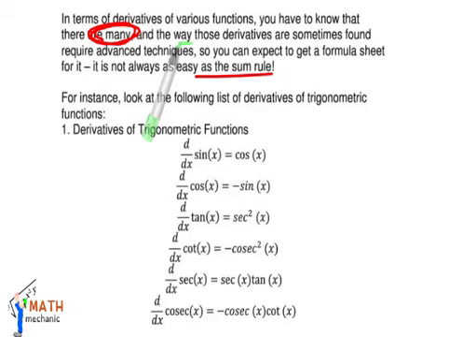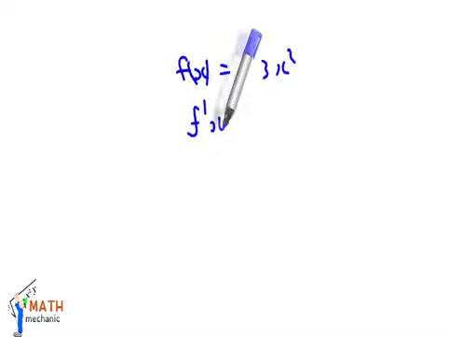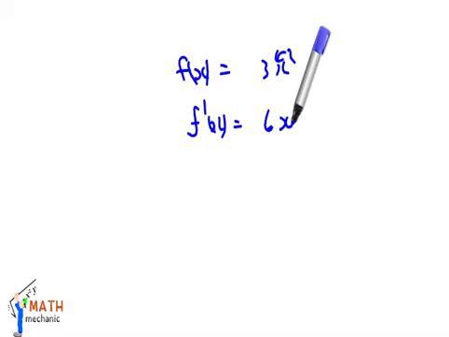The way those derivatives of these various functions are found sometimes requires advanced techniques. So you can expect to get a formula sheet for it. It is not always as easy as the sum rule. So basically what I say with that is, if you are given that f of x is equal to 3x squared, let's say for instance, then you know that the first derivative is simply multiplying the exponent with the number at the front and subtracting 1 from the exponent, so it gives you 6x. That is the derivative of 3x squared using the sum rule.